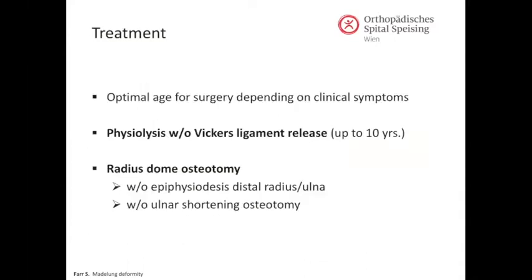So this is of course my bias and my recommendation. The optimal age depends on the clinical symptoms. If the children are younger, let's say up to 10 years, a physiolysis with or without Vickers' resection might be the best option to prevent the deformity from progressing. Moreover, the radius dome osteotomy is a very elegant method to realign the distal radius and to correct the deformity. An epiphysiodesis of the radius and ulna can be added, and also an ulnar shortening osteotomy might be necessary.